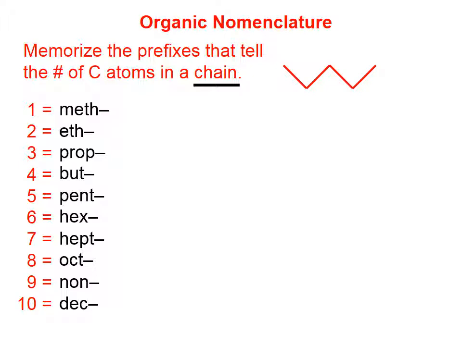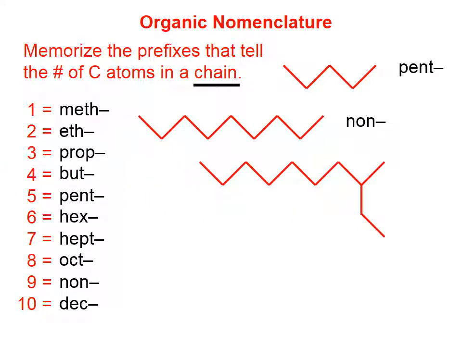If we had this structure here in the upper right, this would be associated with which of these prefixes? Let's count the endpoints. 1, 2, 3, 4, 5. So this would be pent, something related to pent. How about this one? If we count the endpoints 1, 2, 3, 4, 5, 6, 7, 8, 9. So that would be non.